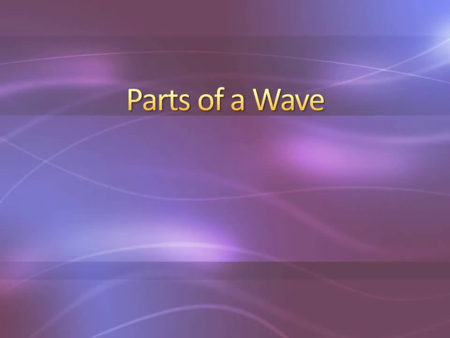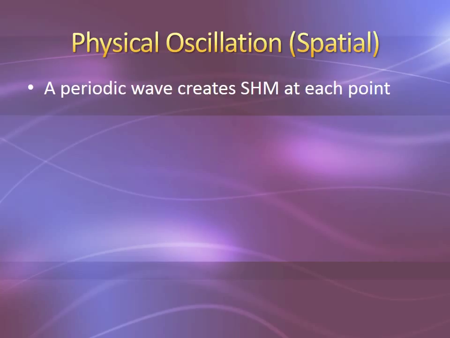Parts of a wave. So this is where we're going to talk about a common vocabulary that we can use to describe both the physical and temporal parts of a wave. So we're going to start with the physical oscillation of any point on the wave. So this is what you might hear as the spatial part of a wave. So a periodic wave, which is generally what we're going to be talking about here, creates simple harmonic motion at each point.